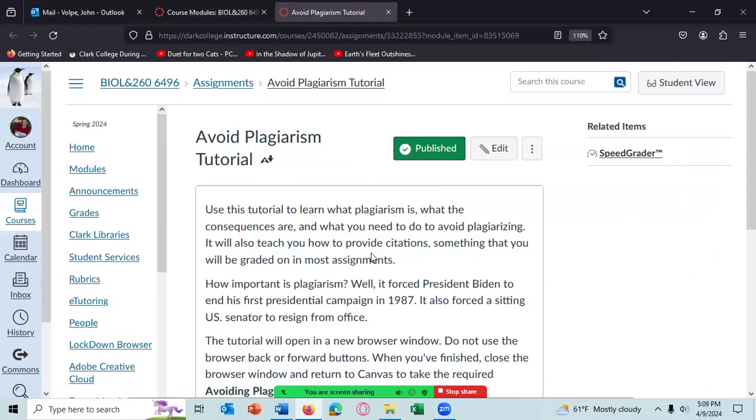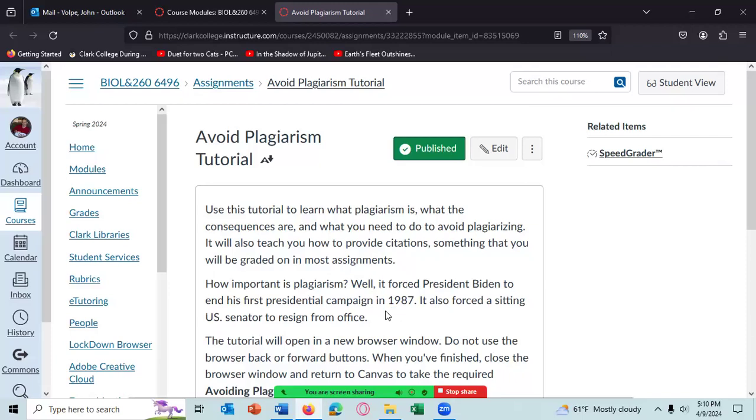And let me just state that it actually forced President Biden to end his first presidential campaign, which was in 1987. What he did was he made a speech, and he got the speech from a friend in Britain who was a British politician, and he just stated it like it was his own. And somebody got him on it, and he had to suspend his presidential campaign in 1987.